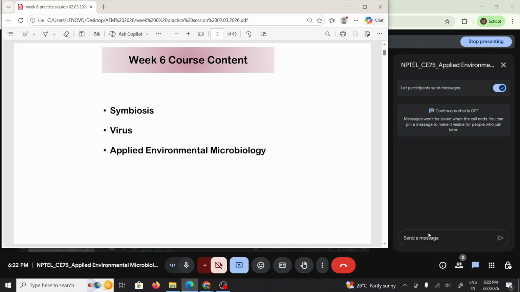So this was the course content that was discussed in the previous lectures as well. In previous live sessions we have seen some of the basics, and in this week we'll be seeing about the relationship between microorganisms, the virus part, and some amount of application oriented stuff of the course.